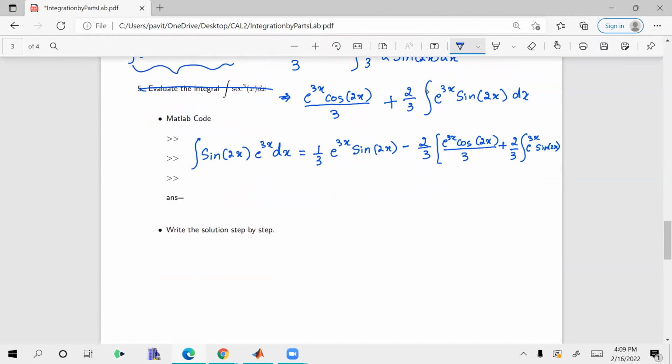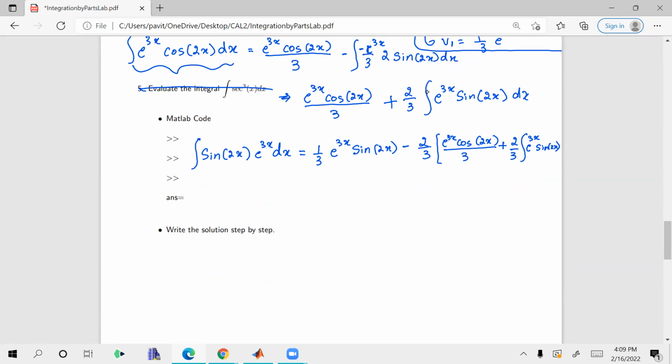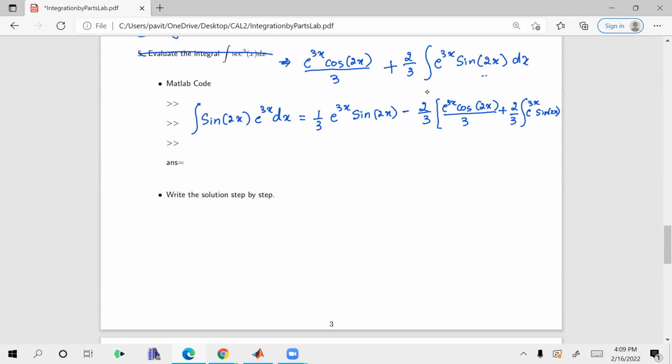Okay. Now observe very carefully here. Now this sine 2x e to the 3x and this sine 2x e to the 3x, right? Both are like terms, both are the same. So you can bring this one to the other side here, okay? And then we will subtract both of them and you will get a constant. You will get back the problem again. Let's see how to do that.